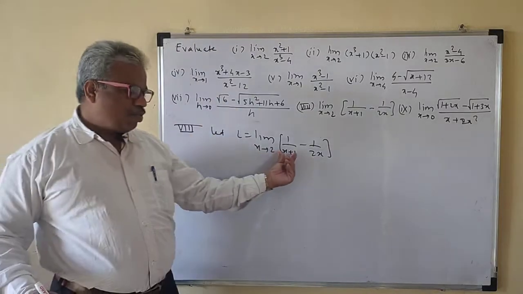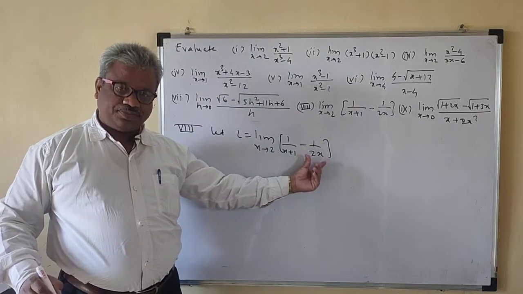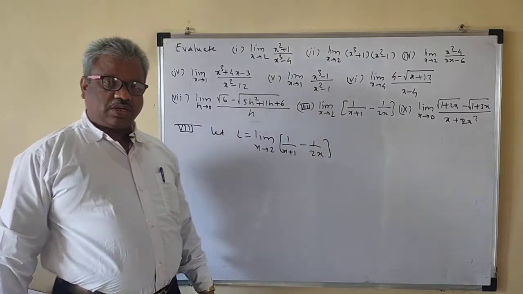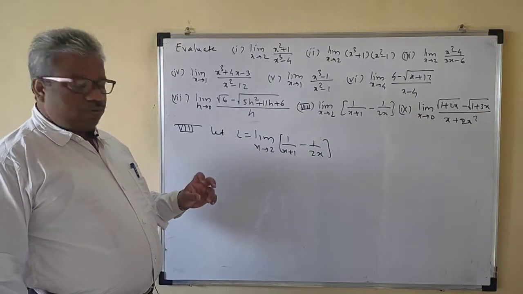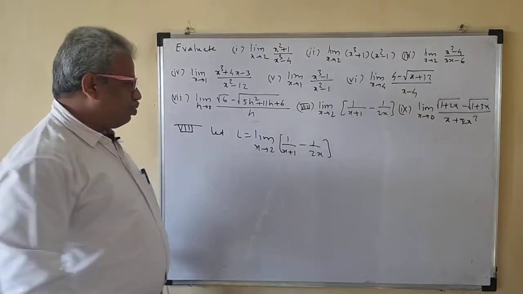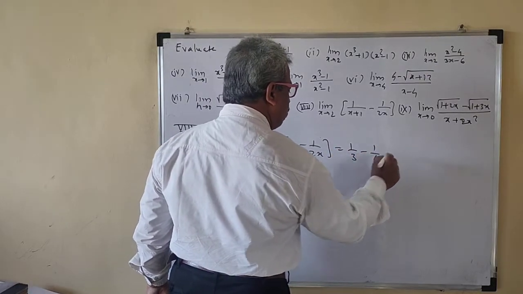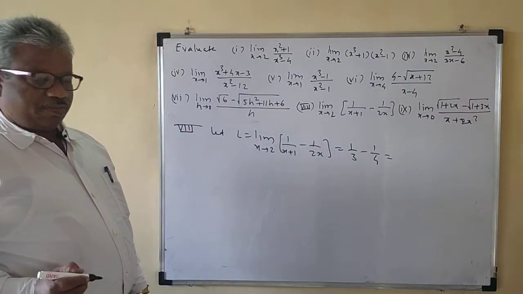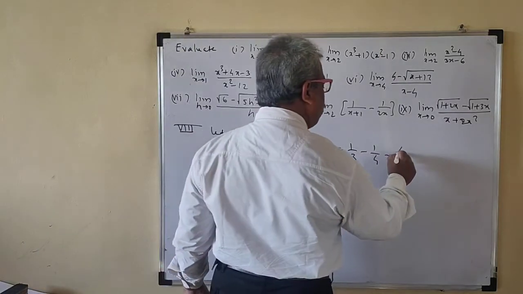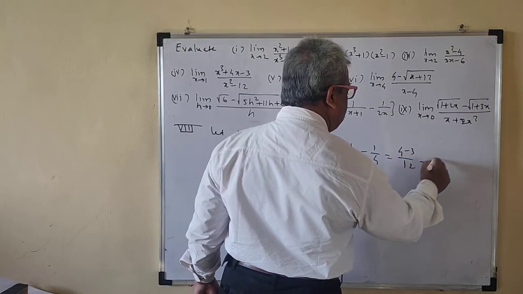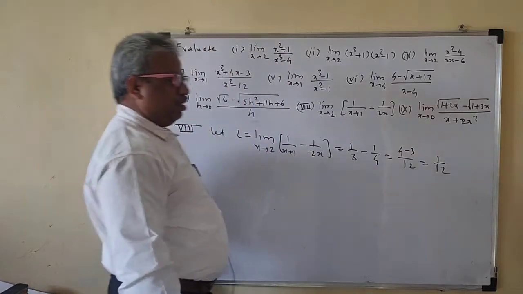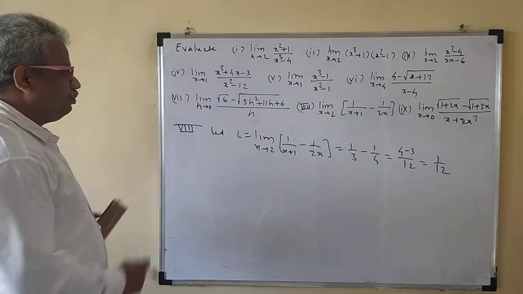Now see here, both the denominators are not equal to 0. So what we do? We put directly x is equal to 2 here. So this is what then, 1 upon 3 minus 1 upon 4. So this is what, 4 minus 3 upon 12. So this is 1 by 12. Okay. So this is very simple.